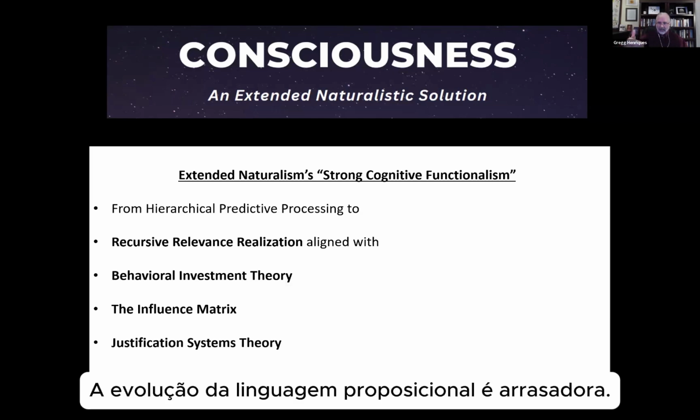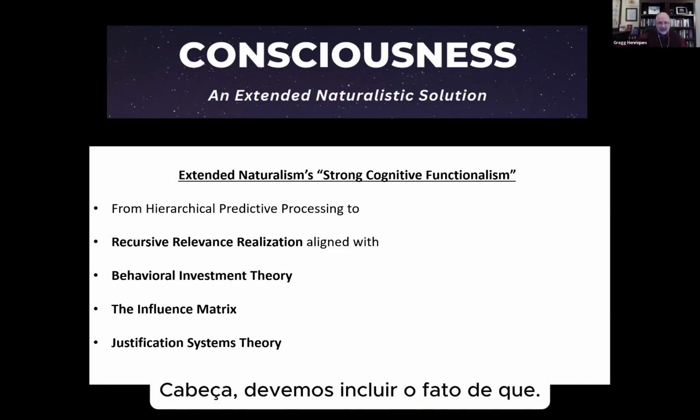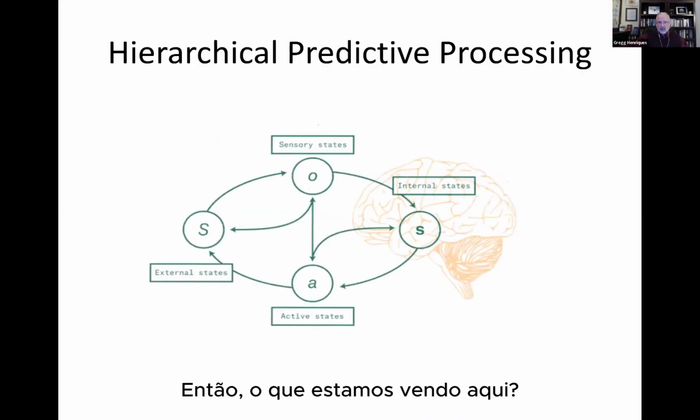The evolution of propositional language is a radically different shift and gives rise to an entire mind on top of a mind. And if we're going to talk about human phenomenology, mind 2, we better include the fact that if we're dealing with adults, we're going to have a mind 3 on top of that. So what are we looking at here?